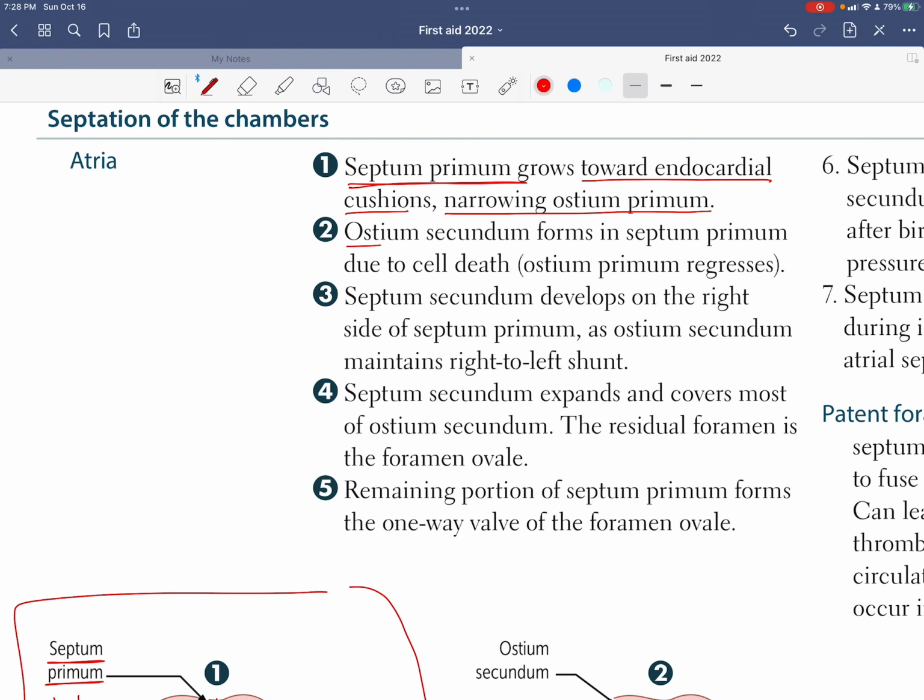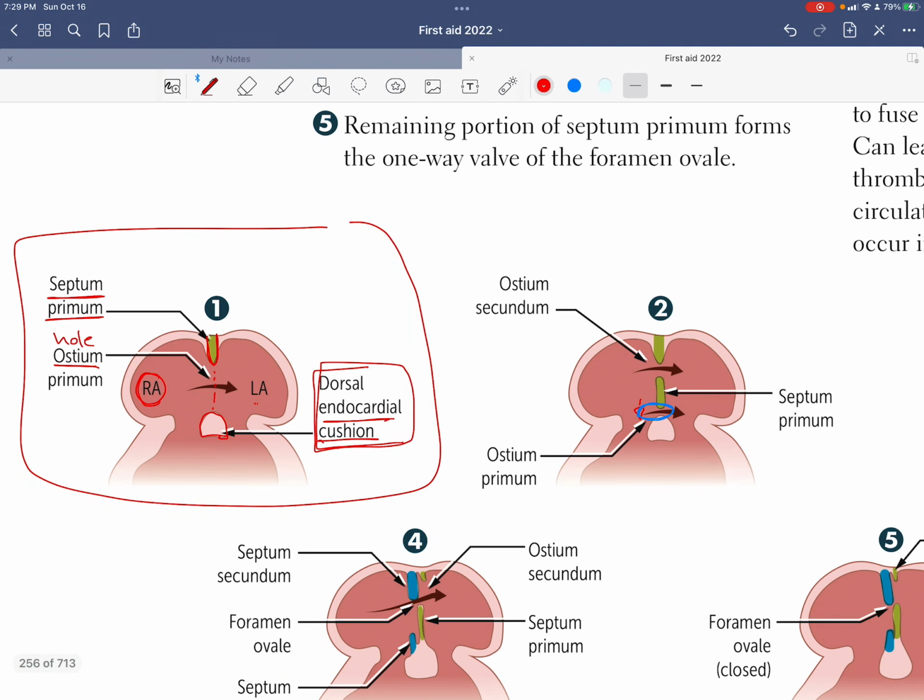That's step 1. For step 2, the ostium secundum forms in the septum primum due to cell death, during ostium primum regression. So let's just stay in step 1 first. The original hole that we have here is called the ostium primum. That means the first opening that is already there, and the growing septum, the green thing, is the septum primum.